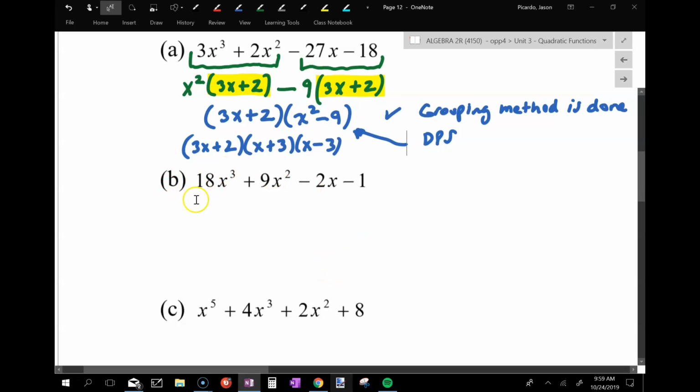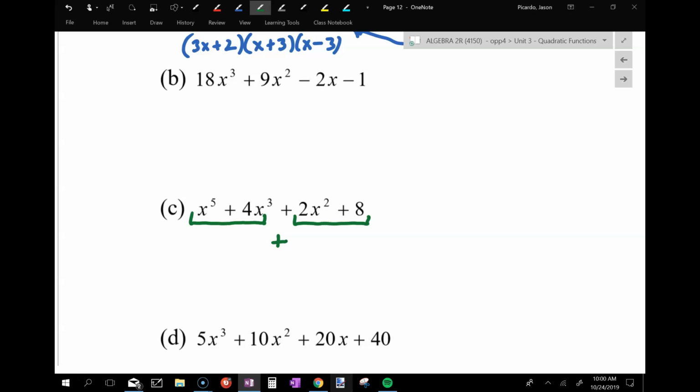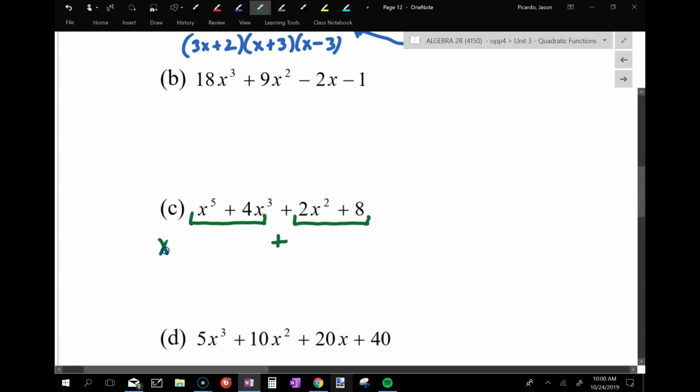I'm going to come back to B in a minute. All right, let's go to C. Again, two groups. What sign is between the two groups? A plus sign. What can I take out of x to the 5th and 4x cubed? An x cubed, right? When I take an x cubed out of x to the 5th, what do I get? And what's 4x cubed divided by x cubed? 4.